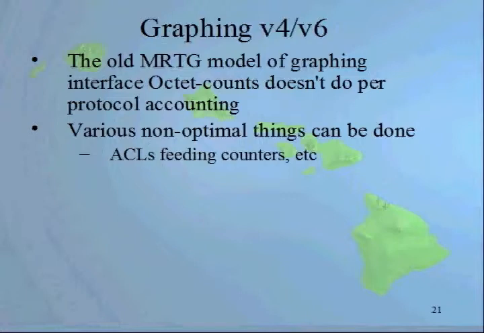There are various non-optimal things you can do, such as setting up ACLs on a router and using them to feed counters. But so far, it's not as simple as it was with MRTG and IP version 4. You can still graph it with MRTG, but what you get is a graph of all traffic.